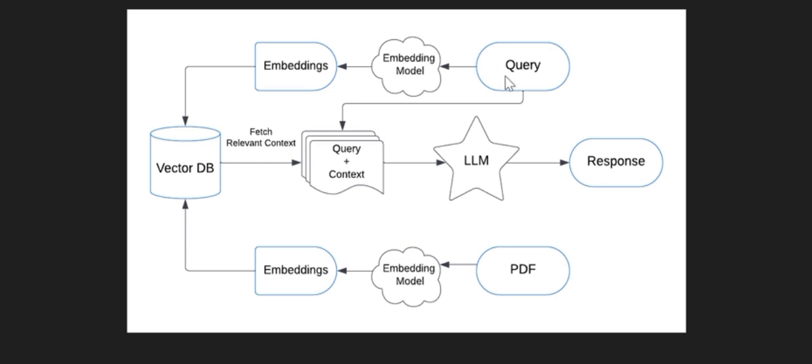When you ask a question, your query is also embedded and matched against this database to retrieve the most relevant chunks of information. That context is then combined with your query and sent to a language model like Gemini, which generates a well-structured, context-aware response. So instead of guessing, it answers based on what it actually found in your data.